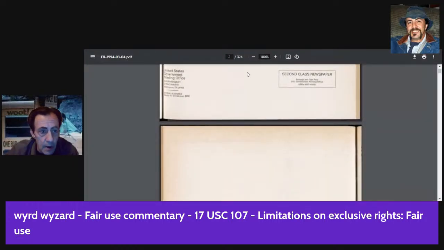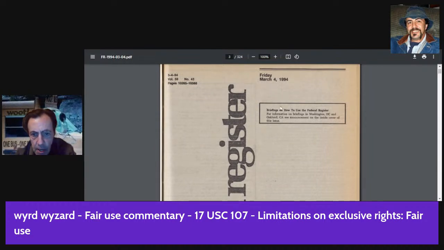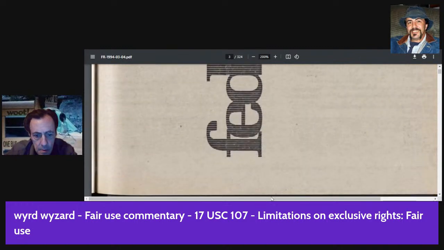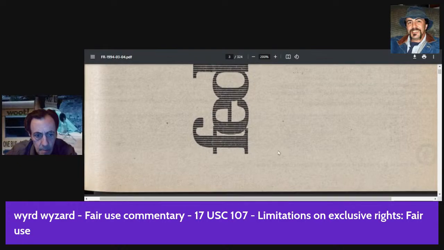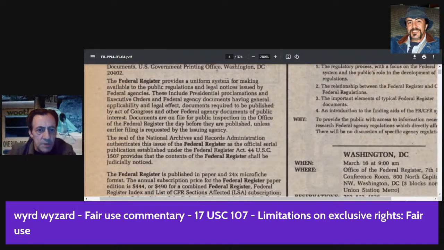So back to the Federal Register. This is from the United States Government Printing Office. Briefings on how to use the Federal Register. The Federal Register provides a uniform system for making available to the public regulations and legal notices issued by federal agencies. These include presidential proclamations and executive orders, and federal agency documents having general applicability and legal effect. Documents required to be published by act of Congress and other federal agency documents of public interest. Documents are on file for public inspection in the Office of the Federal Register.